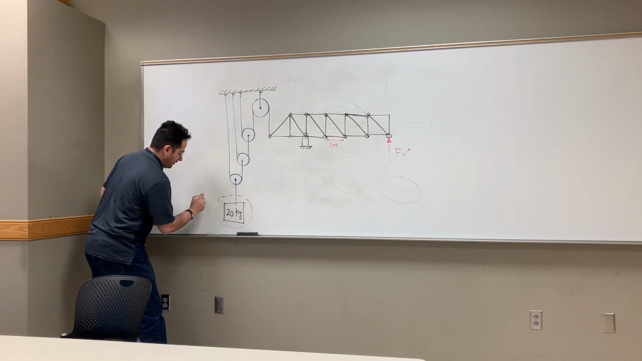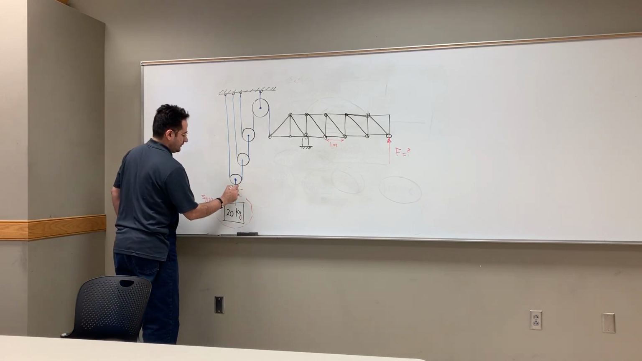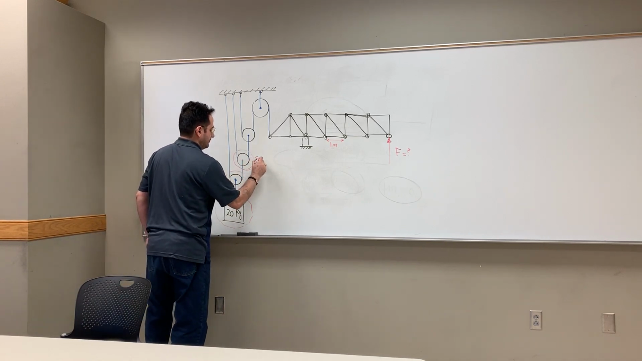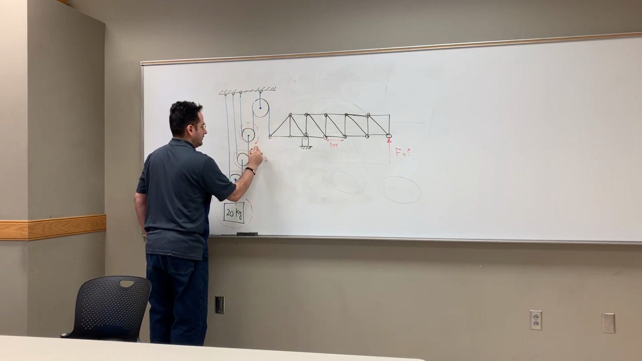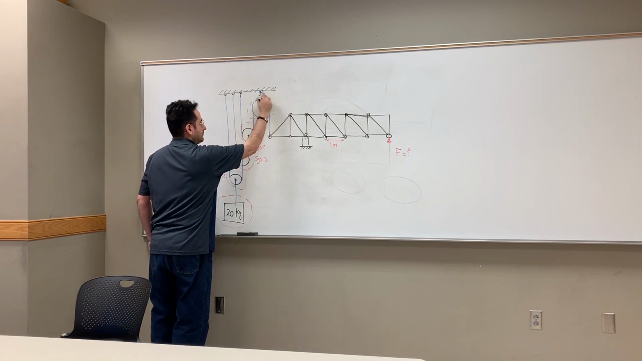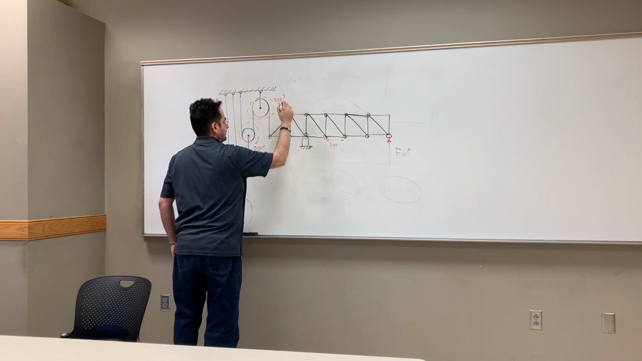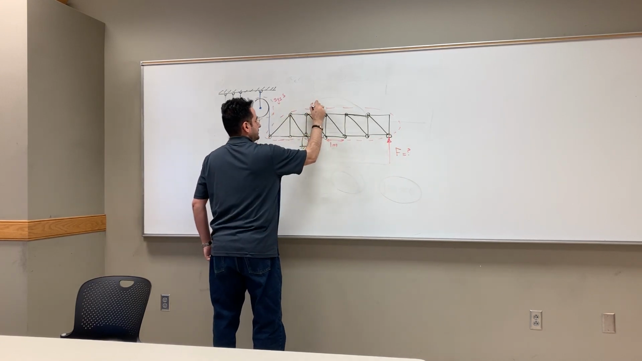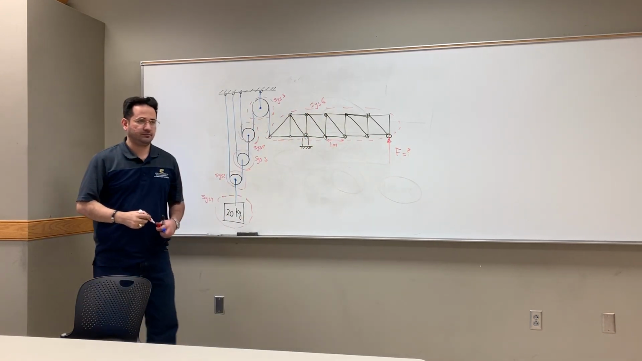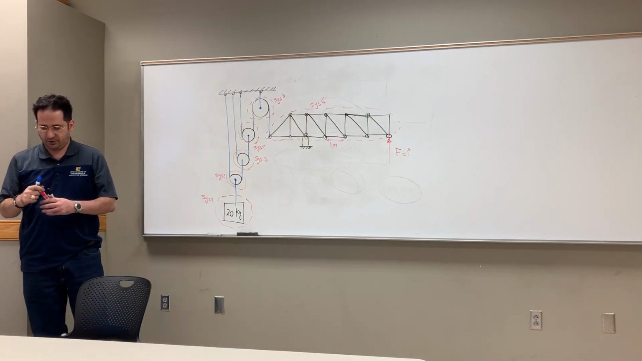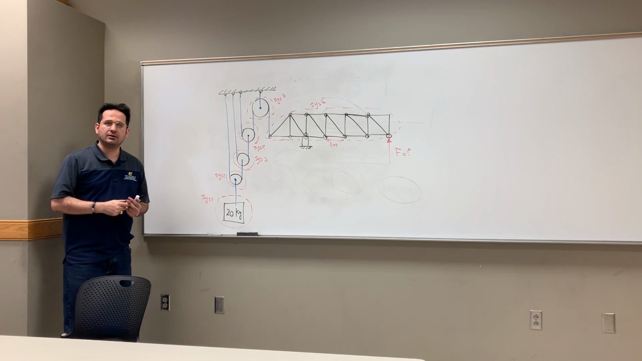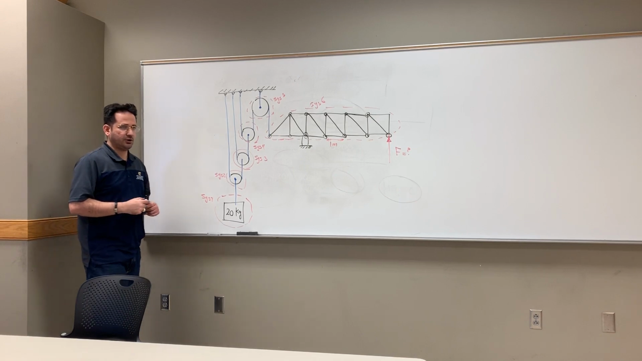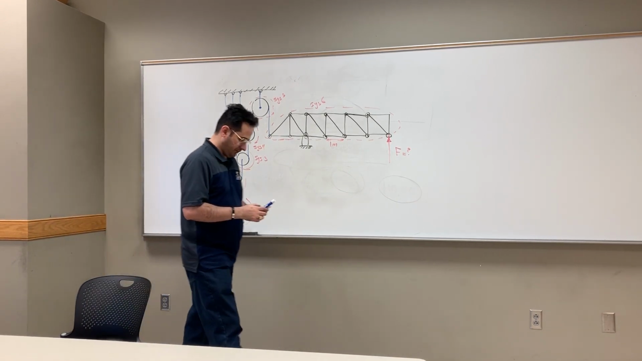Let's say this is system 1, system 2, system 3, system 4, system 5, and the entire truss, I choose as my system 6. So these are the systems. Now the next step is to draw the FBD for each system, right? So starting with system 1.